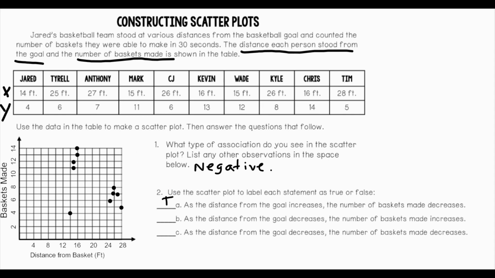B: As the distance from the goal decreases, the number of baskets made increases. So as I go to the left on my x-axis, my y-axis should be going up. Again, this is true because it's a negative correlation. As one thing increases, the other thing decreases. And then C: as the distance from the goal decreases, the number of baskets made decreases. So as I get closer to the basket, I should make fewer shots, which is false. This would be a positive correlation, and I don't have a positive correlation, I have a negative correlation.